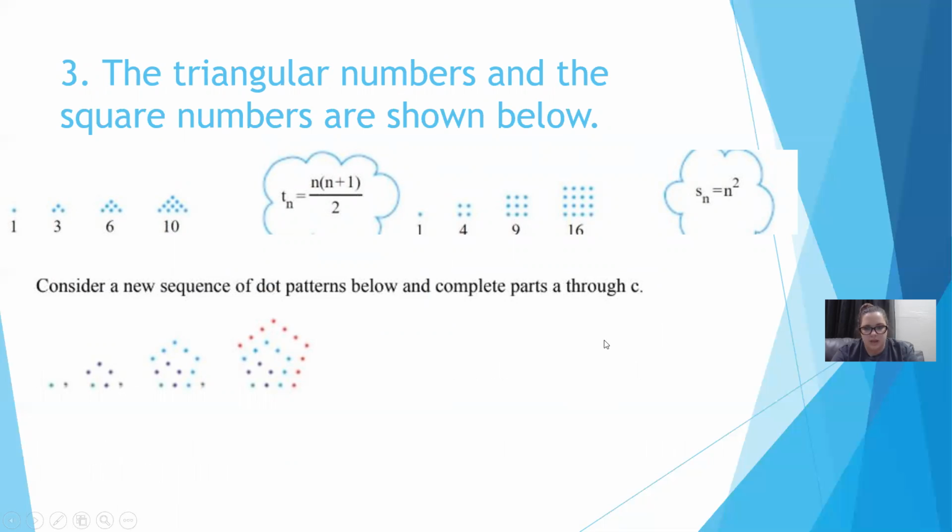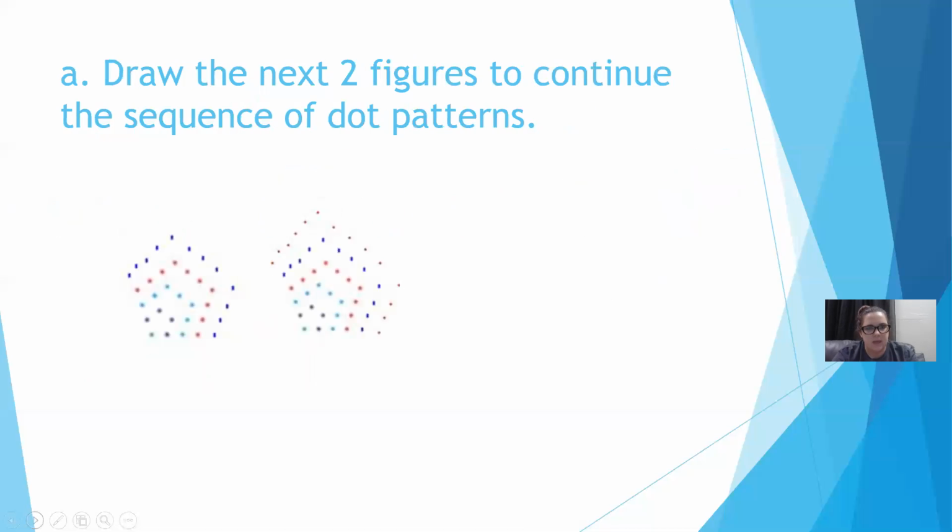All right, number 3. The triangular numbers and these square numbers are shown below. So this says 1 dot, 3 dots, 6 dots, and 10. This is 1, 4, 9, and 16. And right here are the sequence of dot patterns to complete parts A through C that we're going to be working on. And then it has a couple of equations that we will be using. Let's go on to the next page.